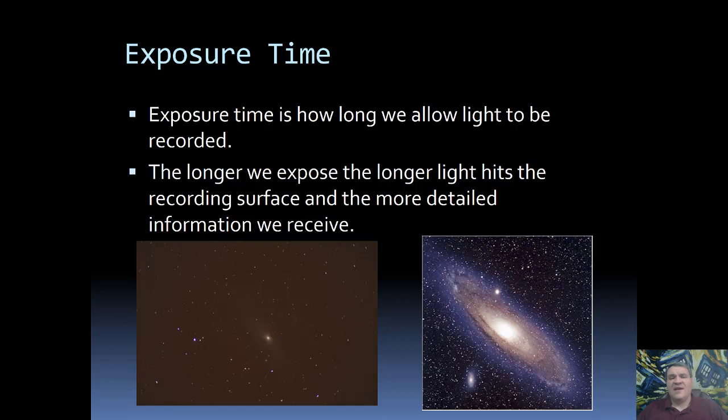Now, to help you understand the difference of exposure time, both of these images are actually of the Andromeda Galaxy. The Andromeda Galaxy is the nearest large galaxy to our own Milky Way. Depending on different measurements, it's about the same size or slightly larger than our Milky Way, and it's about 2.5 million light years away. Here is a very good view of the Andromeda Galaxy.